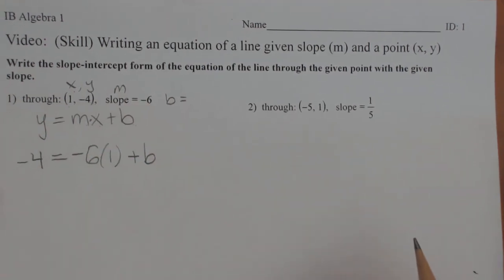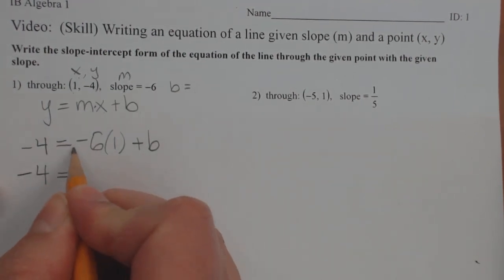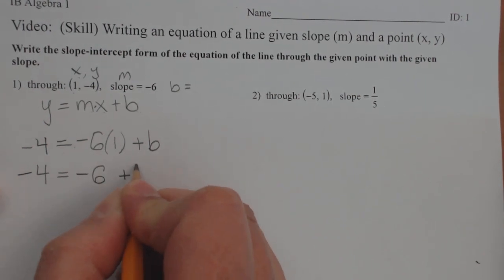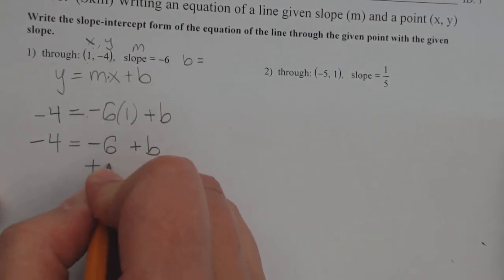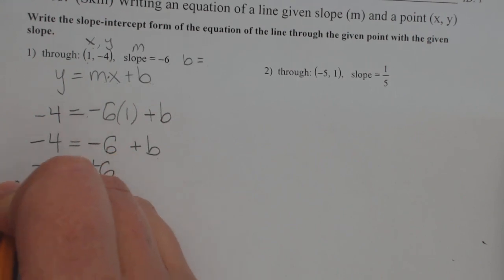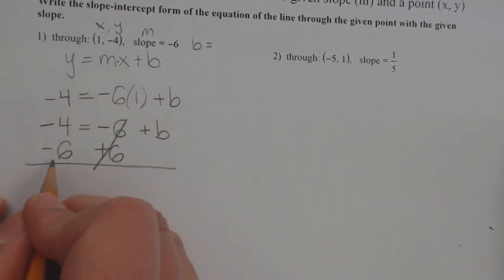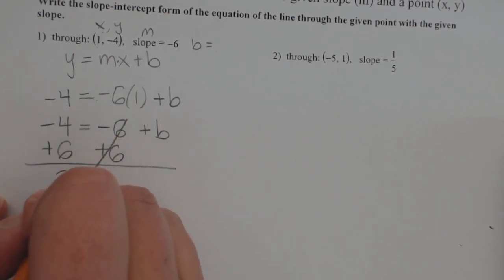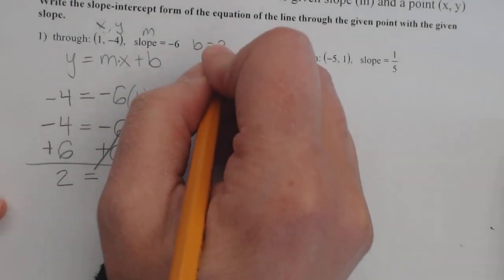So here it becomes a solving for the variable b part. -4 equals, we're going to multiply -6 times 1, which is going to give us -6 plus b. We have to solve for b, so we have to add 6 to both sides to bring it over to the other side of the equal sign. -4 plus 6 is going to be 2. That is going to be our b value. So our b value is 2.